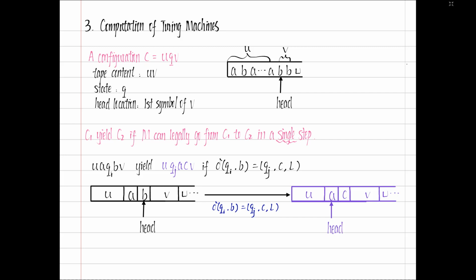For example, if the current configuration C1 is UAQiBV, and the transition function says delta(Qi, B) equals (Qj, C, L), then configuration C2, UQjACV, is yielded, because the machine is at Qi and the tape head points to B in C1. According to the transition function, it moves to state Qj, the tape head replaces B with C, and moves to the left.